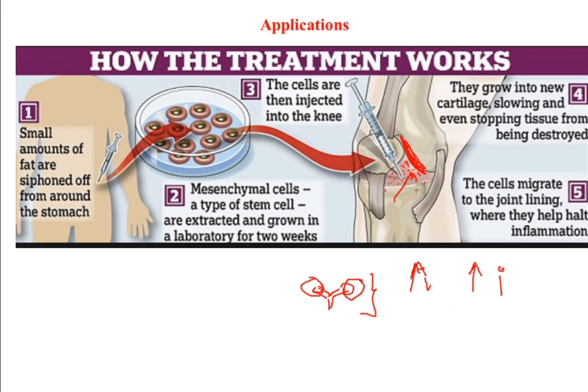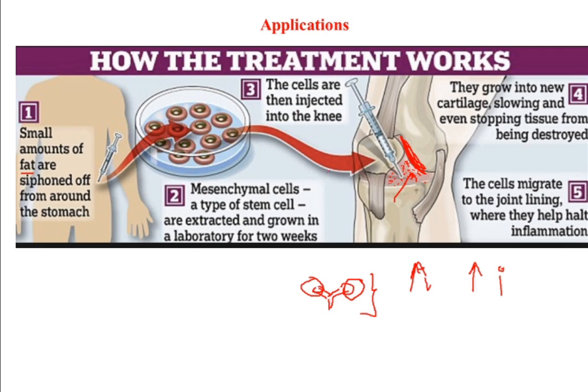So what have they done? They have taken out mesenchymal stem cells, isolated from fat tissue, the adipocytes. They have cultured them and then injected these mesenchymal stem cells into the joints. An important thing to note here is that mesenchymal stem cells are multipotent stem cells, which can differentiate into several cell types.